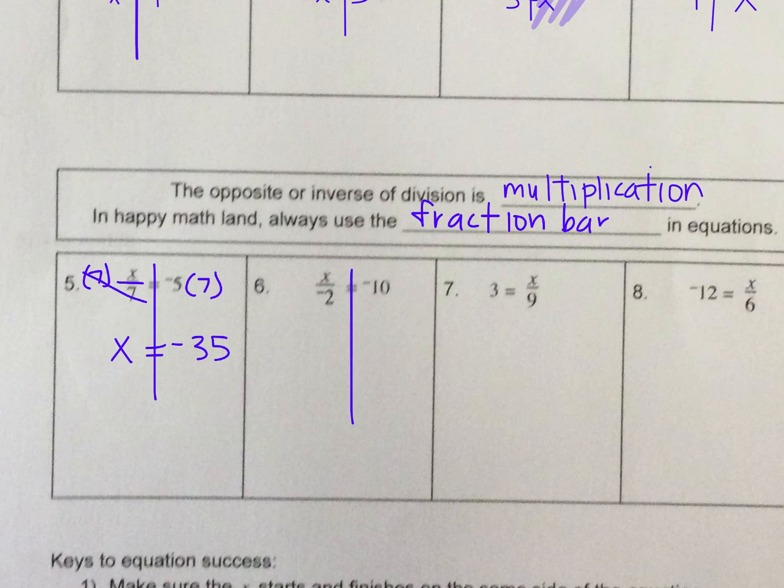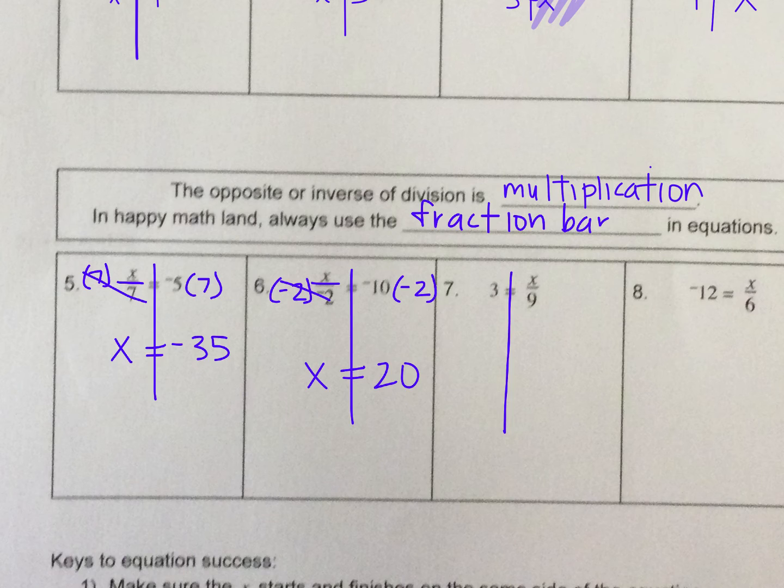Number 6, I'm sorry. The -2 needs to get out of the x's house. They're being divided. The opposite would be to multiply by -2. X is left on the left side. -10 divided by -2 is +20. This time the x is on a different side, but we don't care.